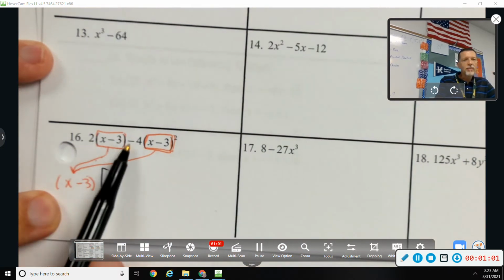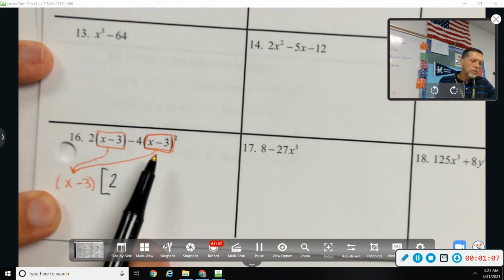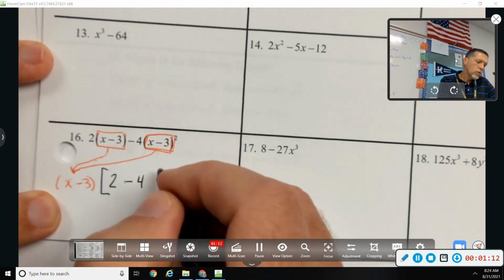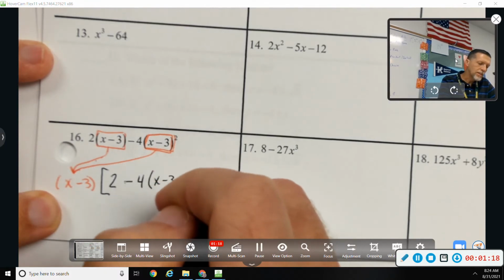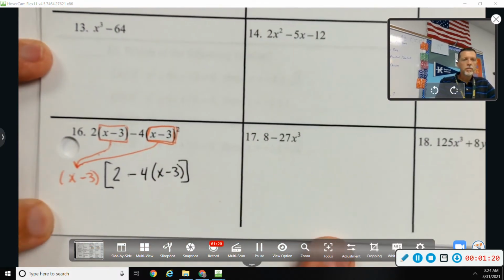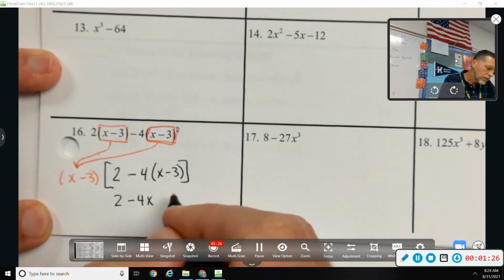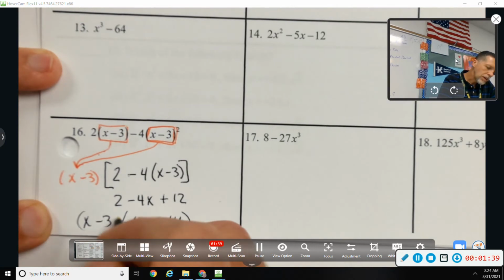Now what does that leave from this first term? A 2. And then what does it leave for the second term? 4. Yeah, there were 2 of them, and we took one of them, so there's still one of them left. And then we need to clean up the inside here. 2 minus 4x plus 12. So negative 4x plus 14. And then x minus 3.